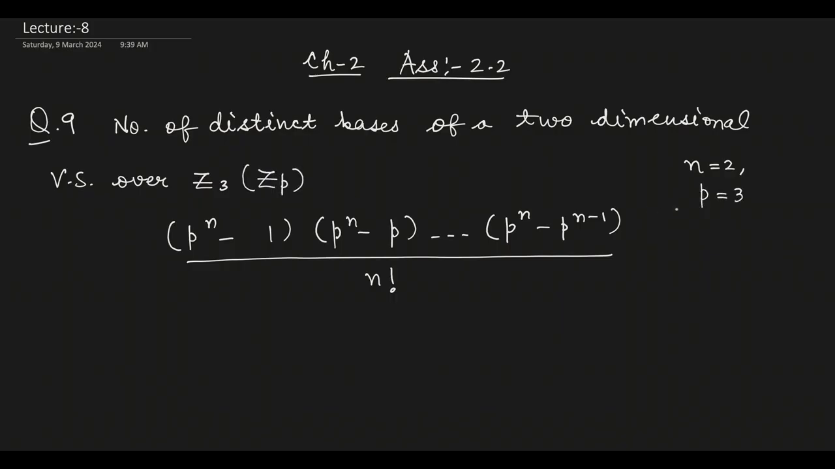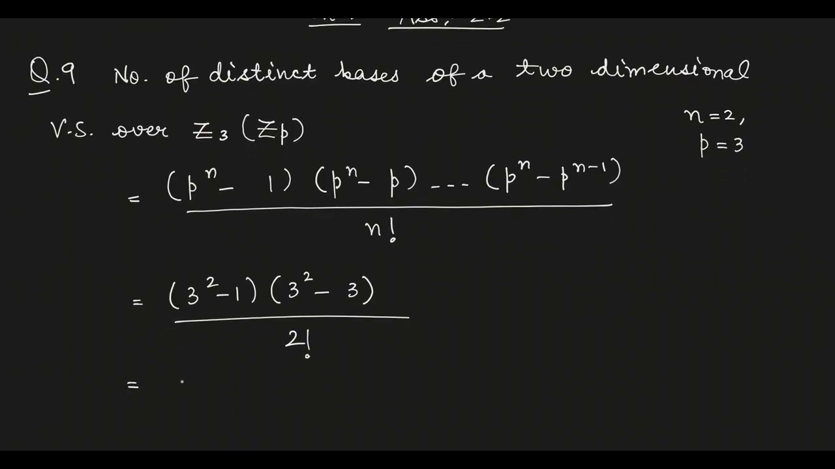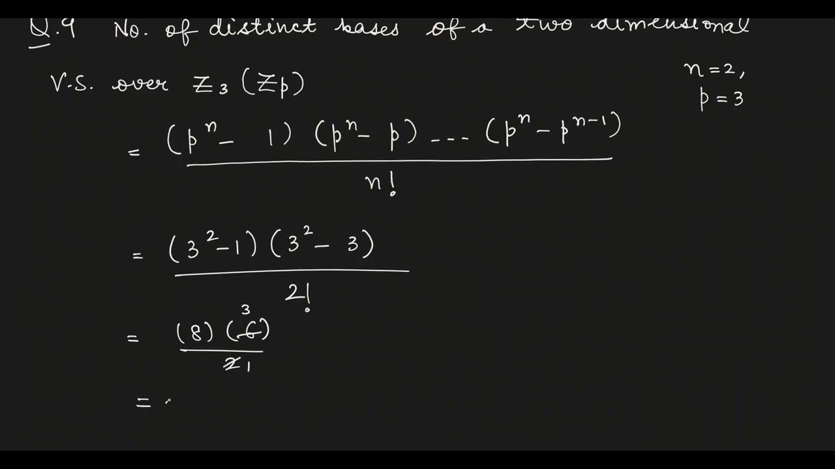p is 3. So simply put this: (3^2 minus 1)(3^2 minus 3), till here only, and divided by 2 factorial. On solving, 9 minus 1 is 8, 9 minus 3 is 6, upon 2. So the answer is 24. Means option A is correct.